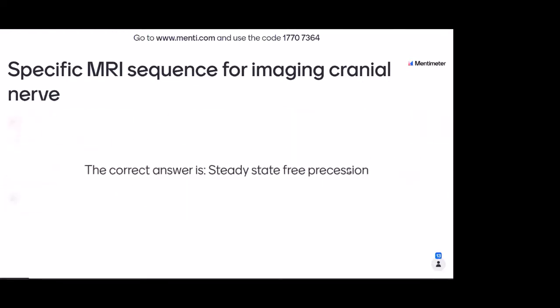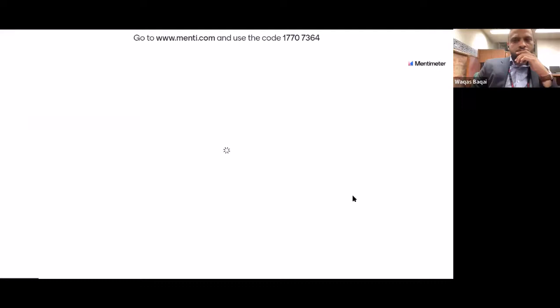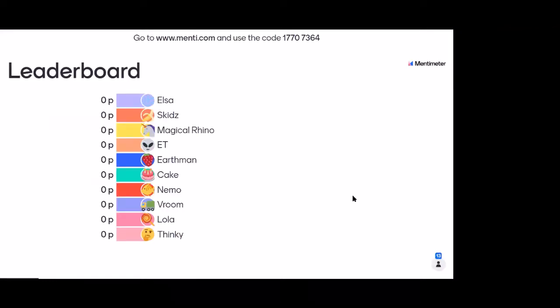So the correct answer is steady state free precession. I think nobody has written their names when they were answering the question. Okay, actually you have to choose the answer from the options. Don't write a different answer, because it's just a robot, it's just a computer, so it will just take the answer which was written in the answer sheet. So the correct answer is steady state free precession. Oh, so people have written their names.